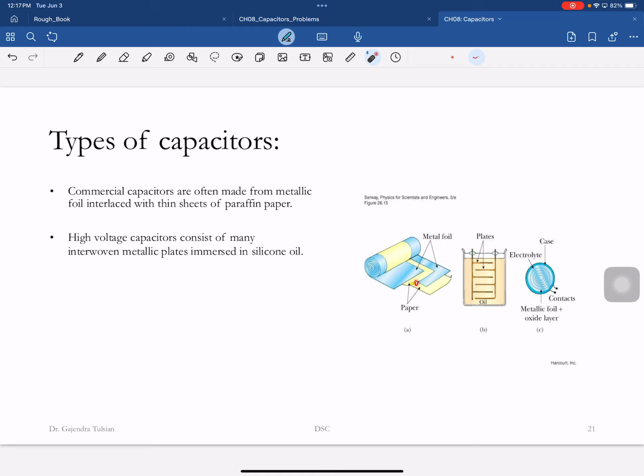Right, so here's a way to make a large capacitor in a compact form. Conductor, insulator, conductor, insulator. And then you can roll them up. Here's a capacitor with interweaving plates. Why did you interweave plates? What did you achieve by doing that? You created a parallel set. You effectively increase the area.